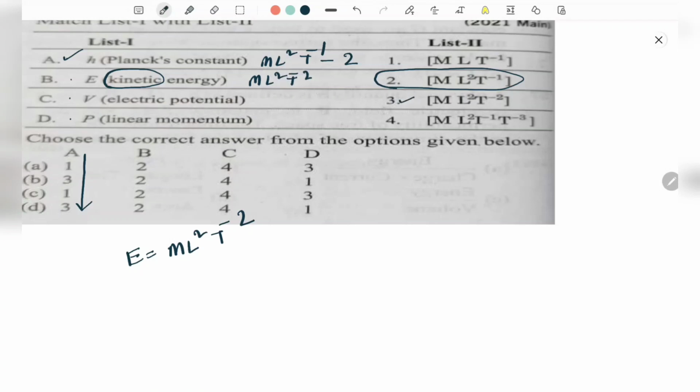ml square T to the power minus 2 means option 3. So B corresponds to option 3. Looking into the options, neither of them is correct. So I think this problem has the wrong answer.